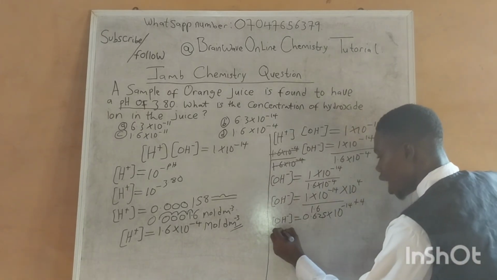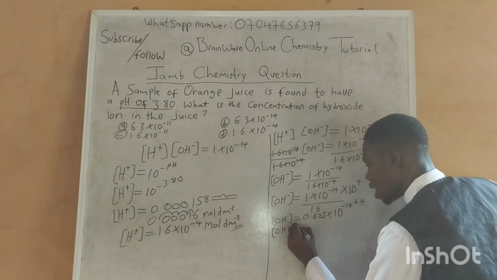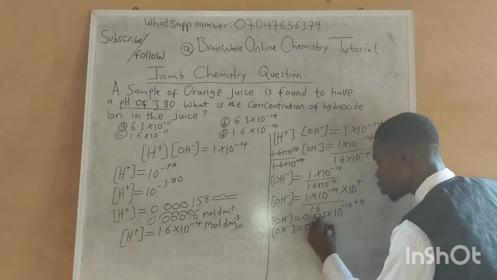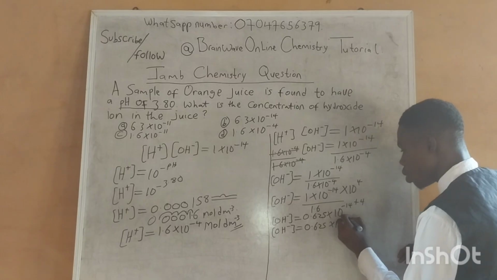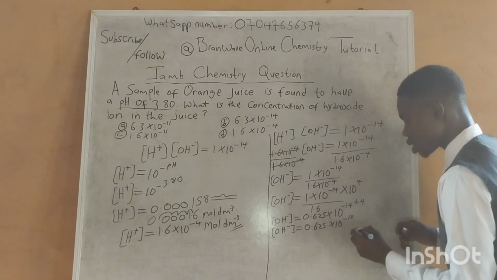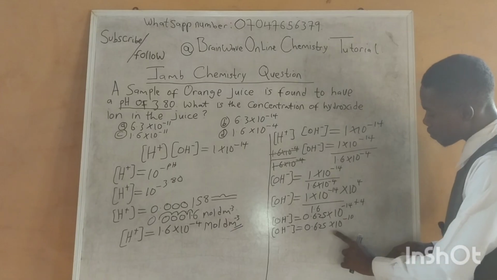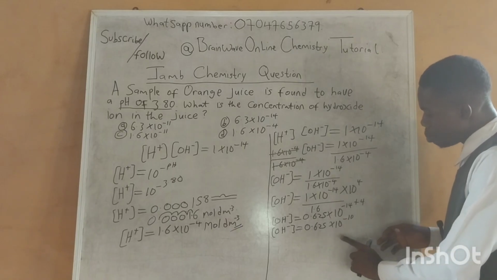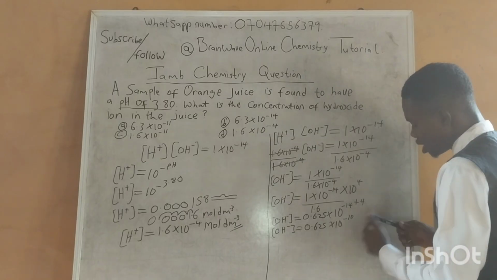So, therefore, our hydroxide ion equals what? 0.625 times 10 raised to the power minus 10. Now, if you look at this, our hydroxide ion is now 0.625 times 10 raised to the power minus 10. But if you look at it very well, we cannot leave it like this.